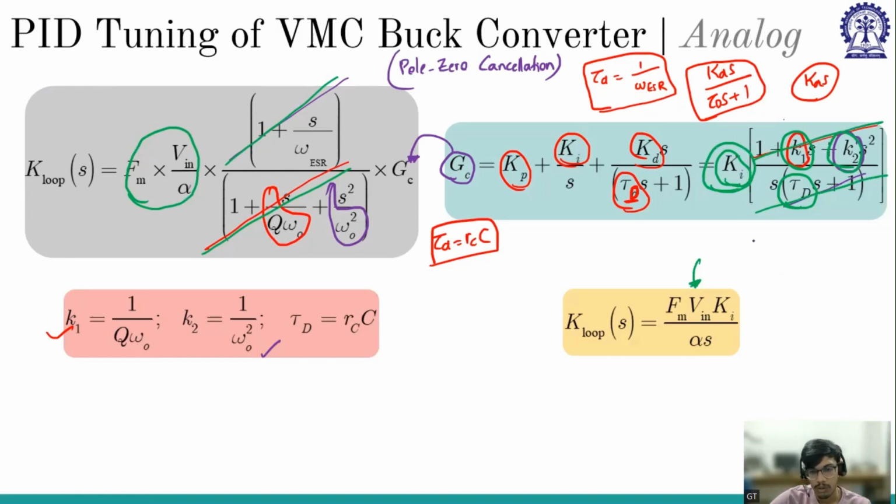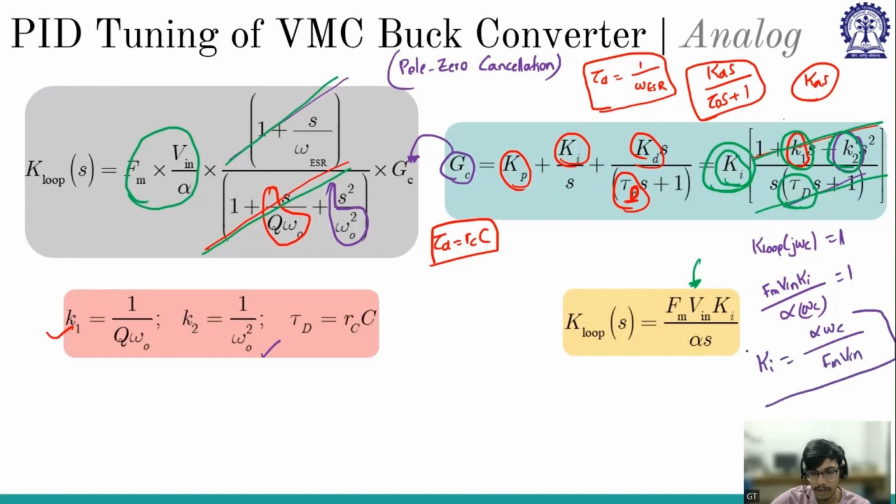So I want my loop transfer function to have a bandwidth omega c. What does that mean? K loop of j omega c is equal to 1, right? Omega c is the bandwidth. At that frequency, the magnitude should be 1. So Fm Vn Ki by alpha, with omega c put in, is equal to 1. So from here I will get Ki to be alpha omega c by Fm into Vn.